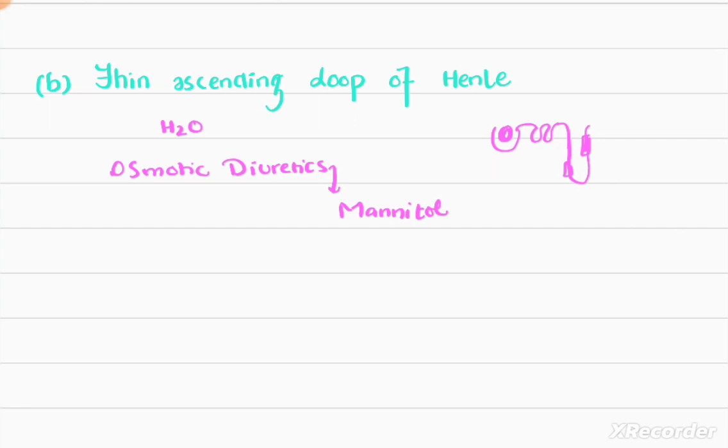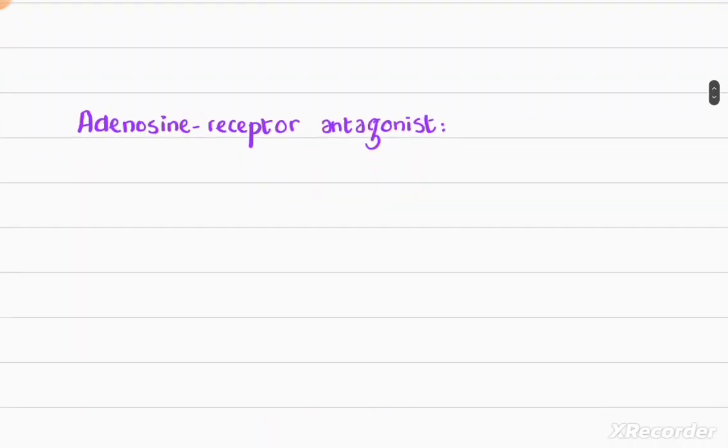So in the thin ascending loop of Henle, there's only reabsorption of water, and there are aquaporins which are responsible for the reabsorption of water. There are no drugs that act directly on these aquaporins and which have any major action on these, apart from the osmotic diuretics, which basically exert an osmotic pressure and cause the inflow of water. After the thin ascending loop of Henle, we have the thick ascending loop of Henle.